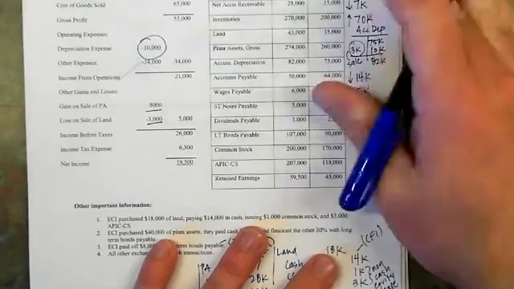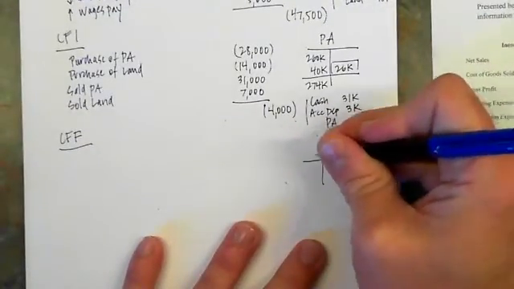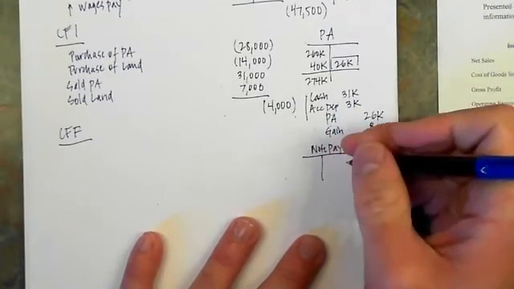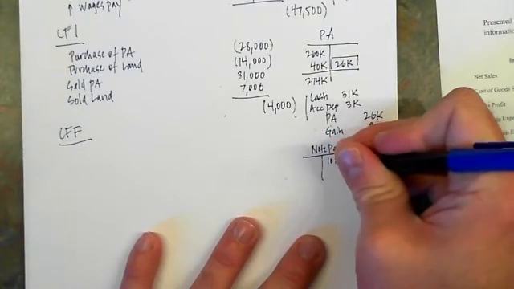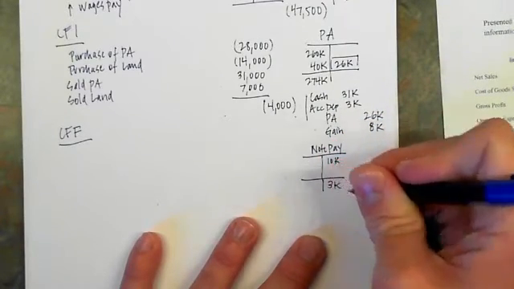First, start with notes payable. I know that my notes payable account started at a balance of $10,000 and ended at a balance of $3,000.